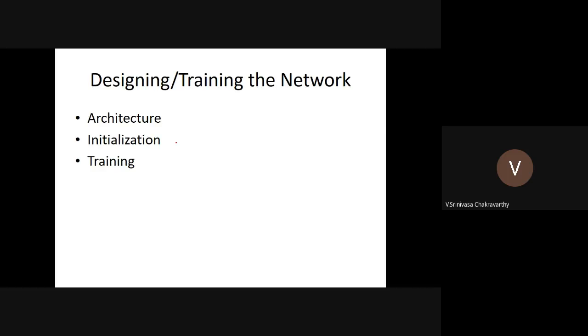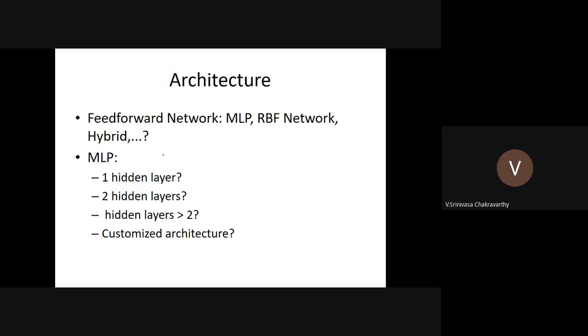You just initialize all the weights randomly between some negative value, minus epsilon, to plus epsilon, where epsilon is some small positive number. Then you train it. You can train it using backprop. So when we talk about architecture, if it is a feed-forward network and if it is an MLP, then we know how to do it.